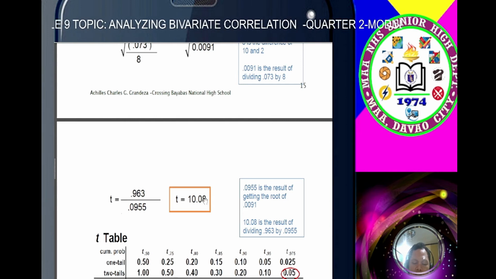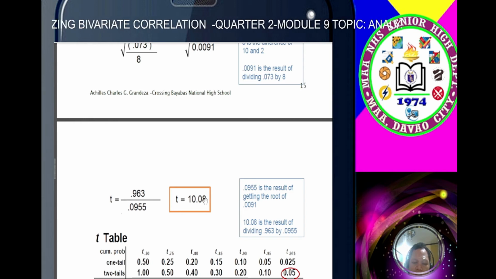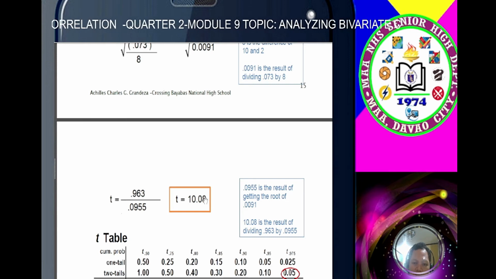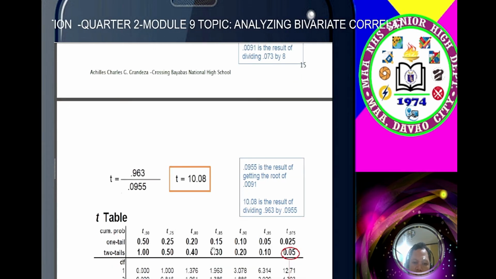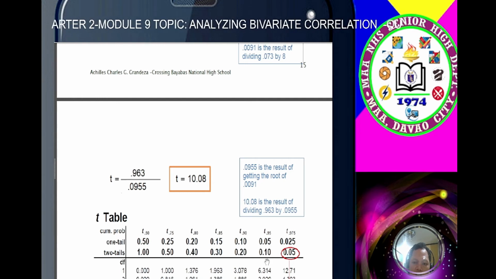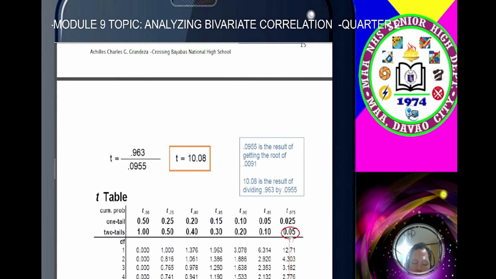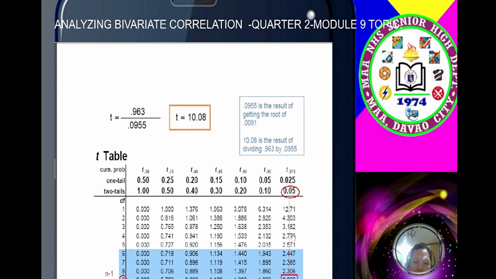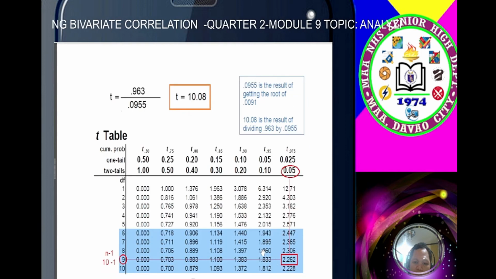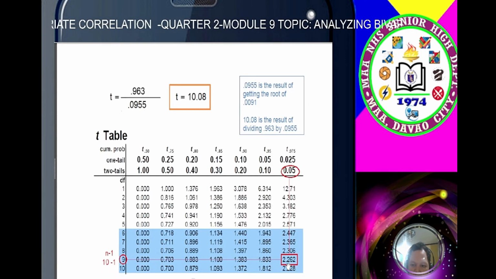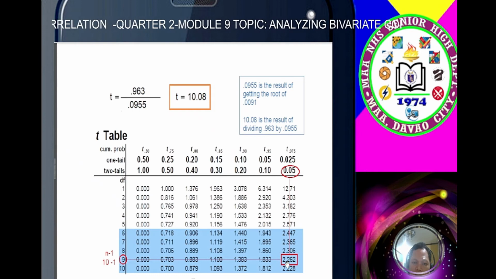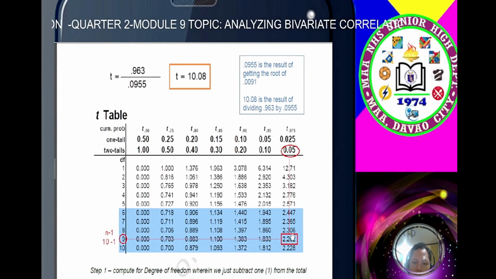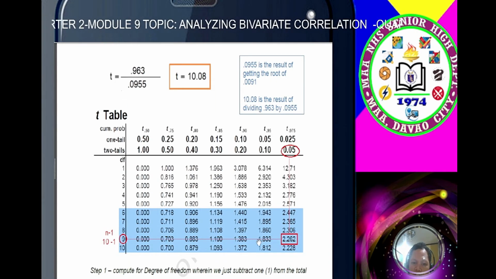Then you look at the table. We have the t table here in the appendices of this module. Just look at the value. Here you use the two-tailed test under 0.05, or 5%. Then our degree of freedom is 9, so 10 minus 1 is 9. The answer would be 2.262. You check if your computed value is greater or lower than the tabular value.